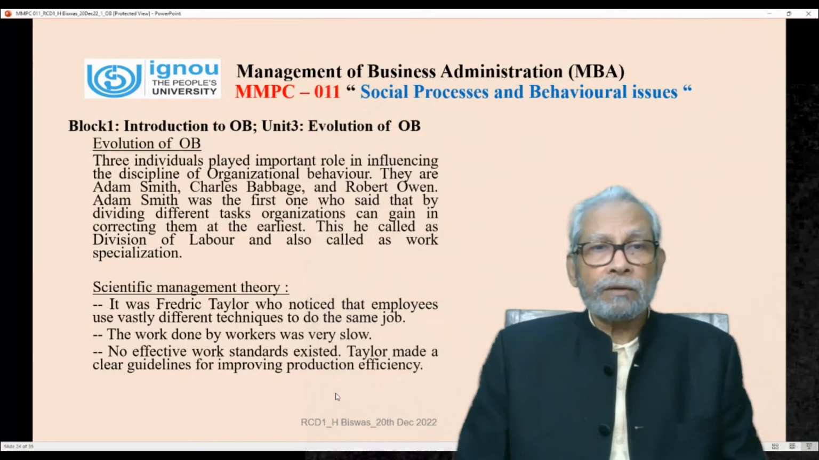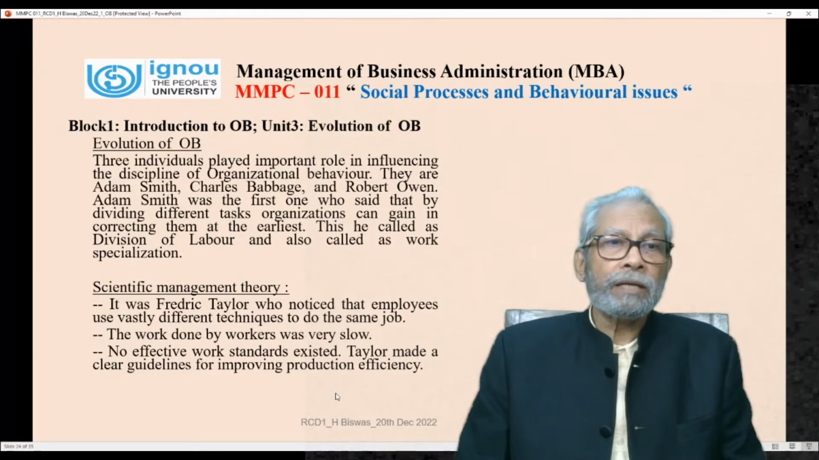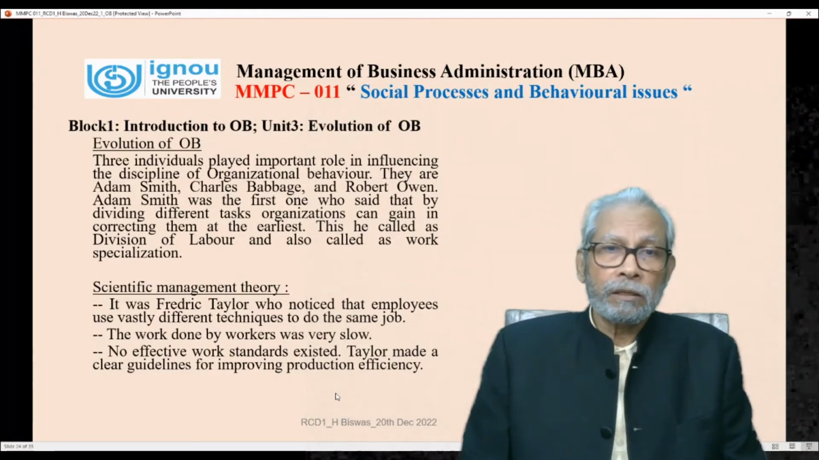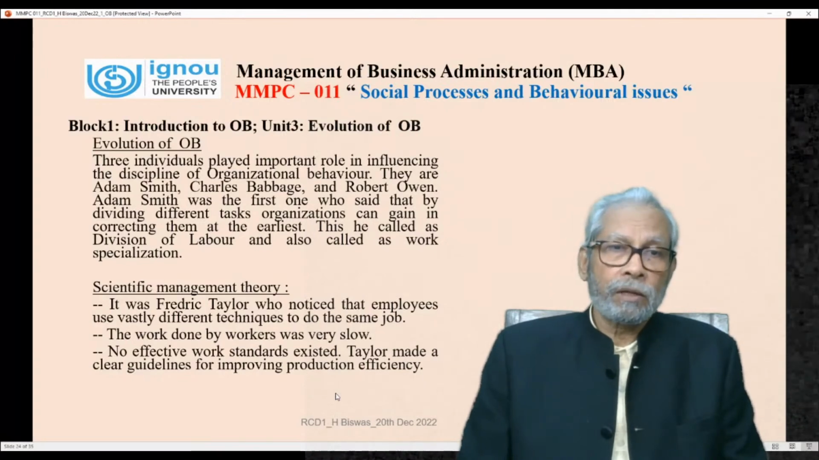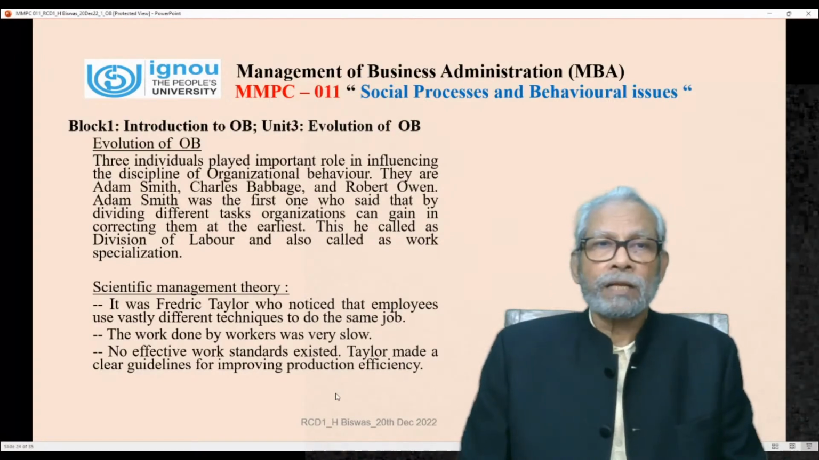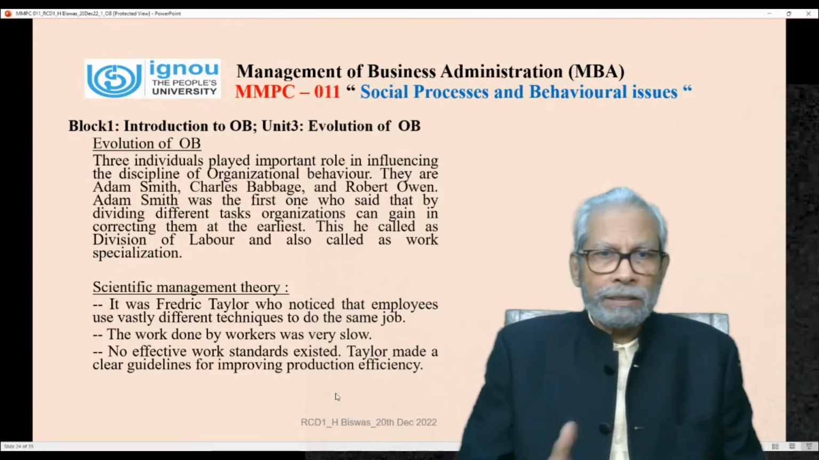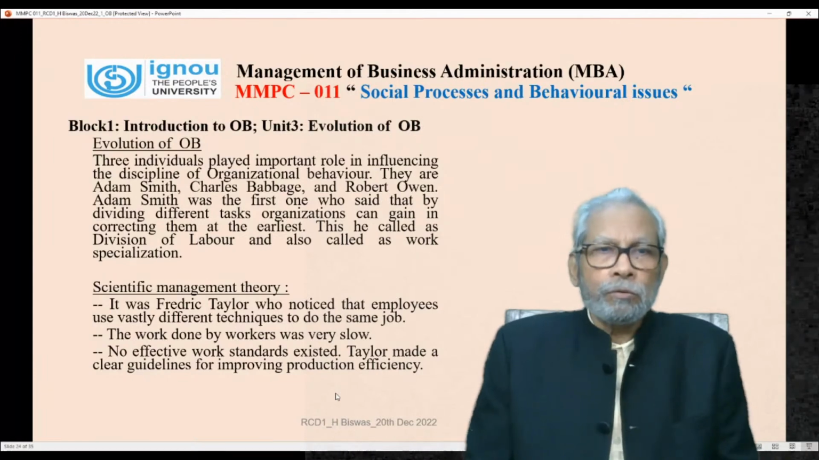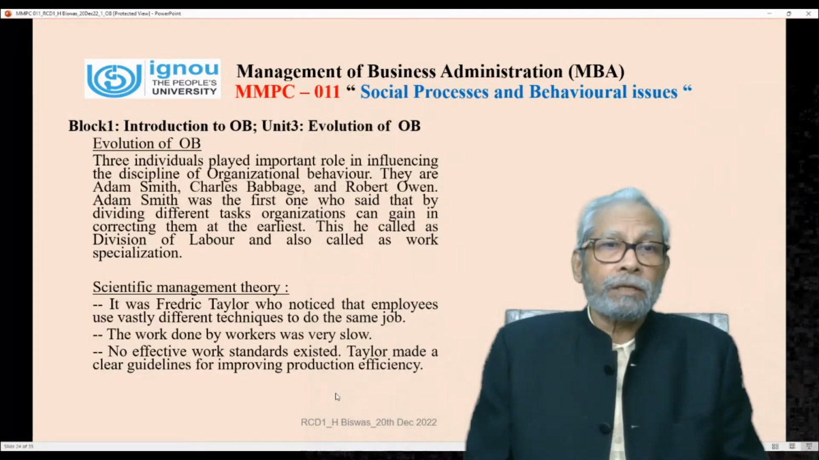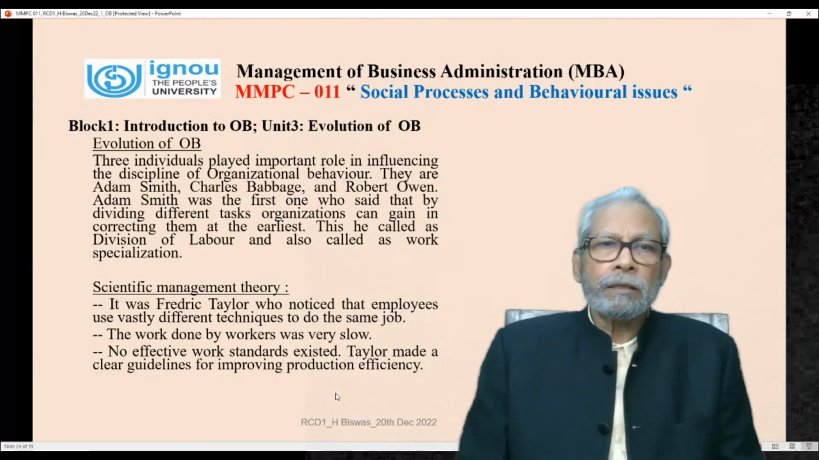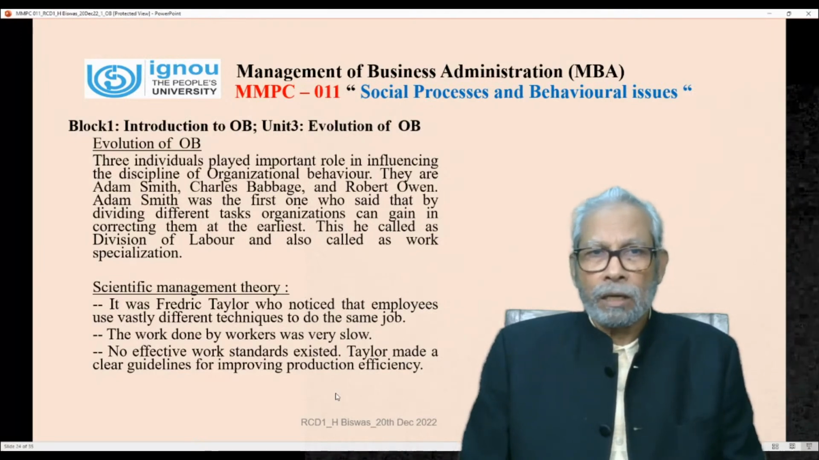Here, actually, Adam Smith was the first one who said that by dividing different tasks, organizations can gain in correcting them at the earliest. He called this the division of labor, also called work specialization. It is well defined: you have to distribute the tasks in different ways, and in correcting them, time to time you have to modify, and you can get the earliest results. So this is one of the things.